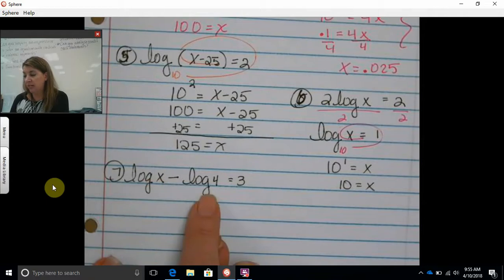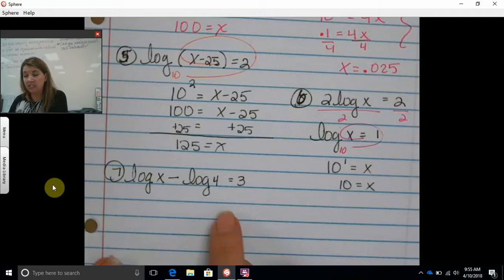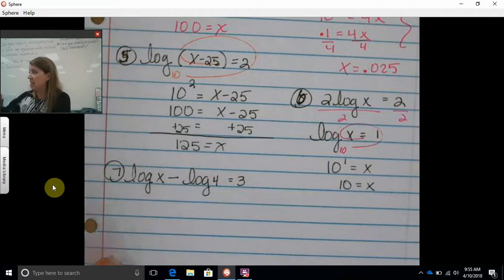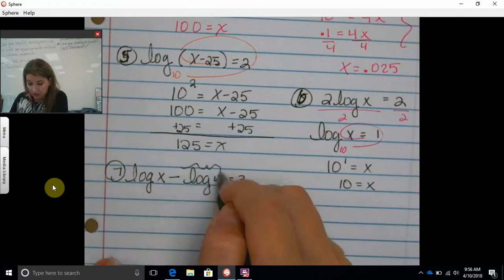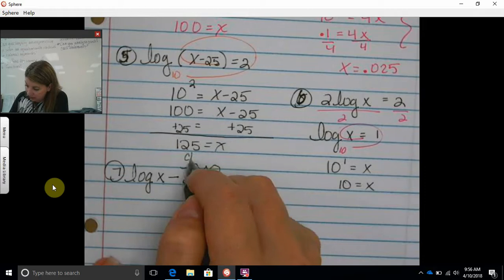Could I use the change of base with the log of 4? Yeah, because my base is 10. I'm taking log base 10 of 4. I've got numbers in both spots, so I can use the change of base on that, turn it into a number, and then go from there. So I'm going to make myself a little note. Change of base.